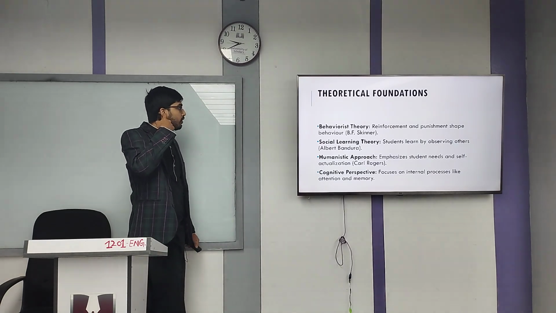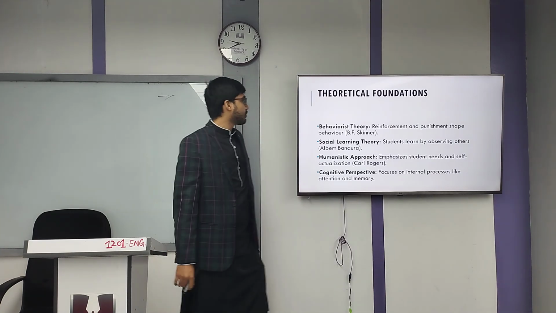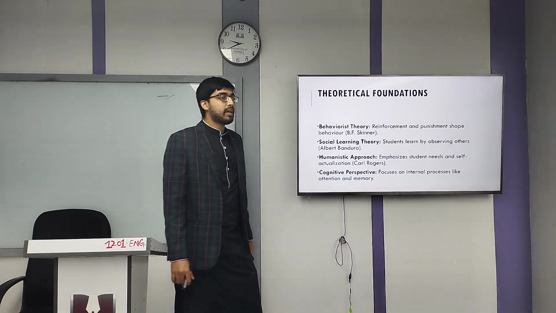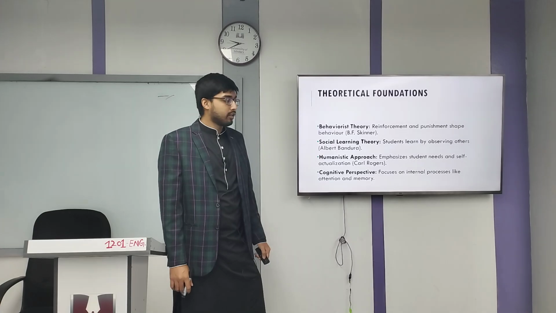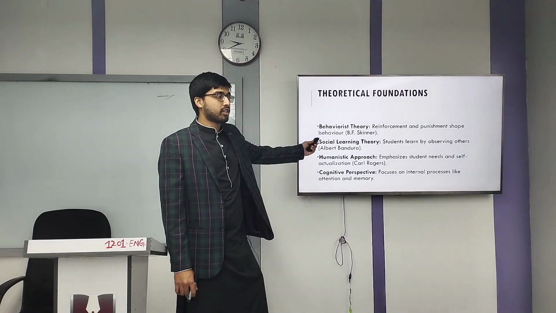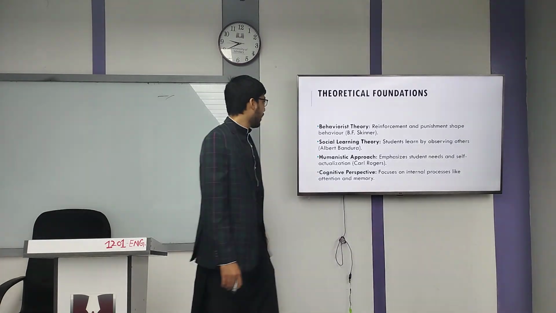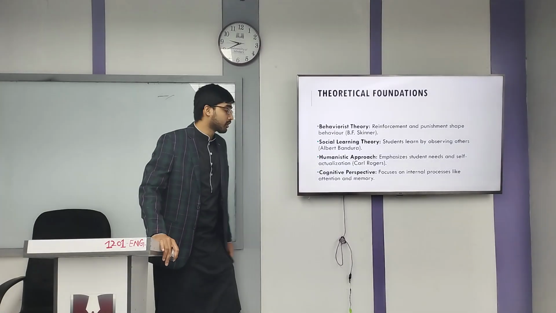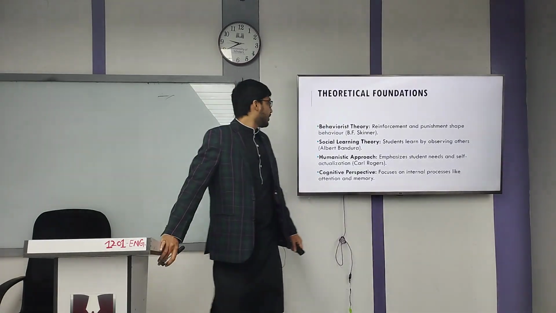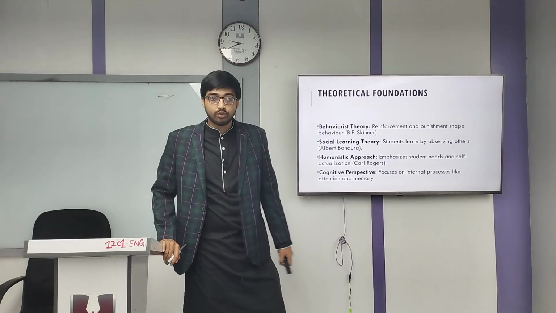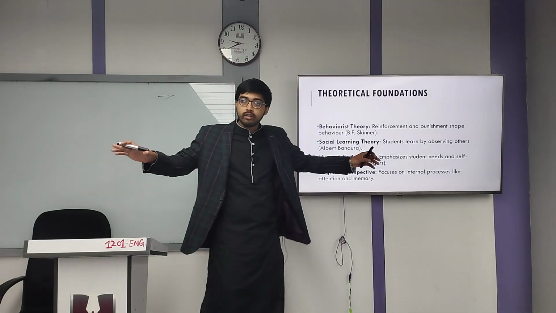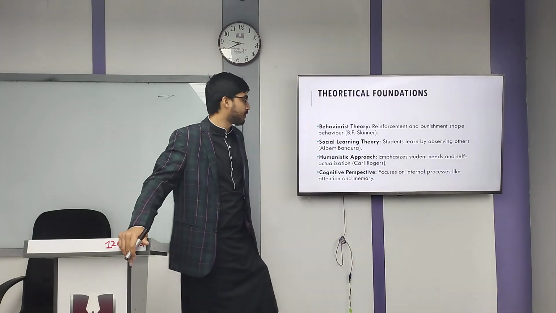Okay, so we already know the behaviorist theory, that reinforcement and punishment shape behavior and shape our learning. We already have talked about that. That's all in your question papers also, maybe. Okay, social learning theory, we also have talked about that. Students learn by observing others. Others means fellow mates in the classroom, and outside, the whole world, the whole society.